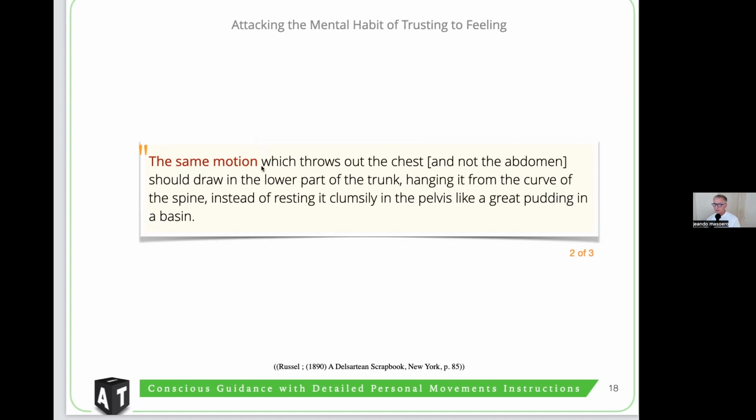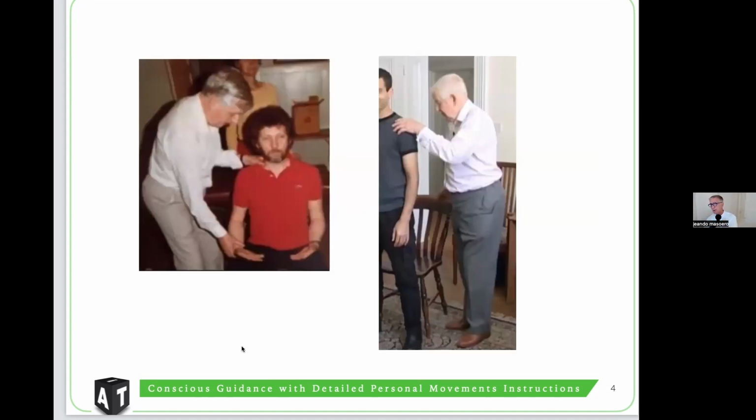As he says, the same motion which throws out the chest, which brings the chest, the upper part of the torso, forward, and not the abdomen, should draw in the lower part of the trunk. And so, to understand this, hanging it from the curve of the spine, instead of resting clumsily in the pelvis like a great pudding in a basin, in fact, that's why I've taken these two pictures. Because this is the rotation of the rib cage. We see that the upper rib cage is coming forward, the lower rib cage is going back.